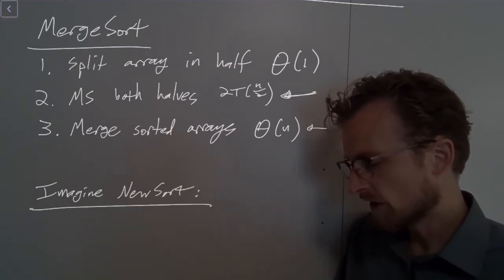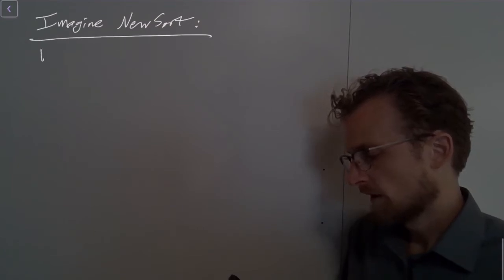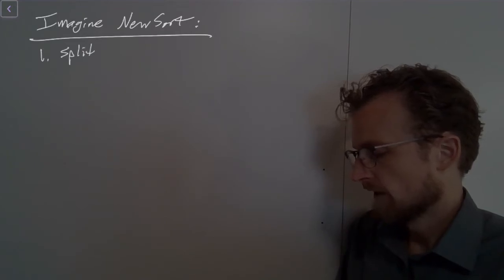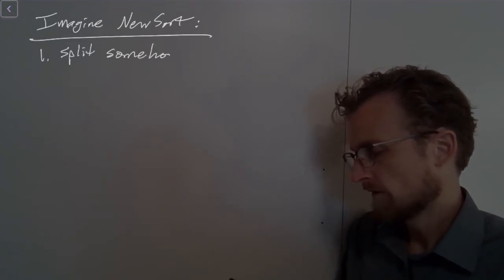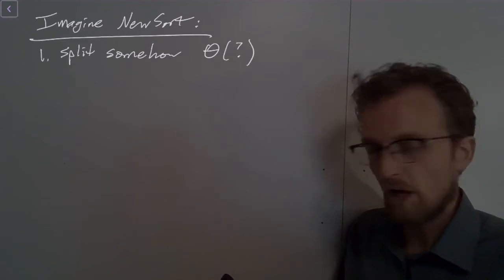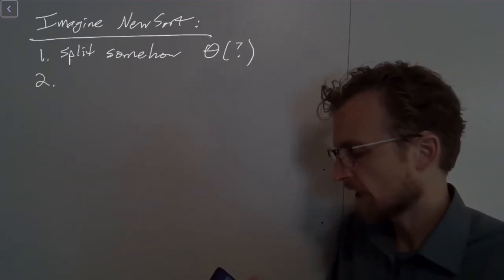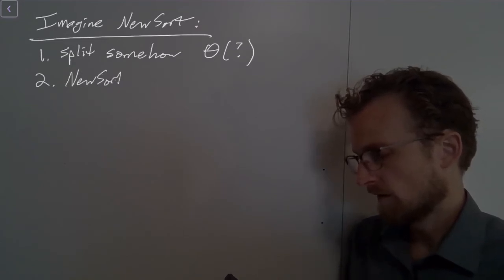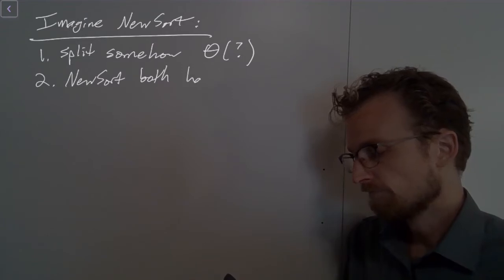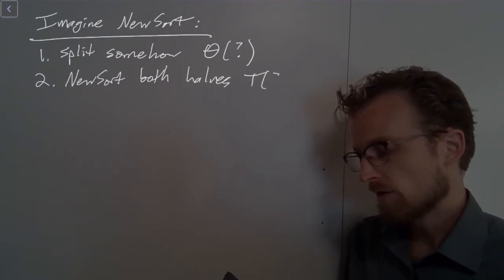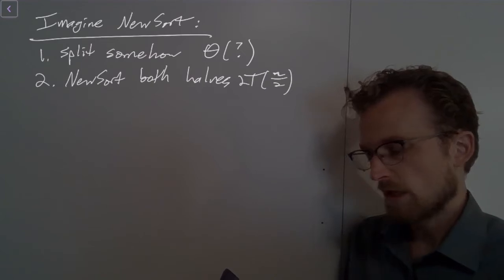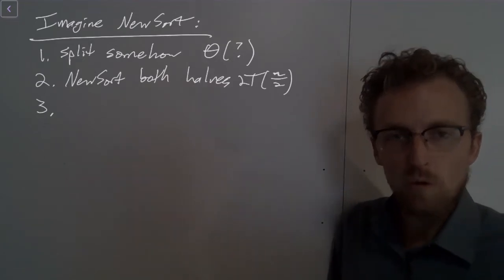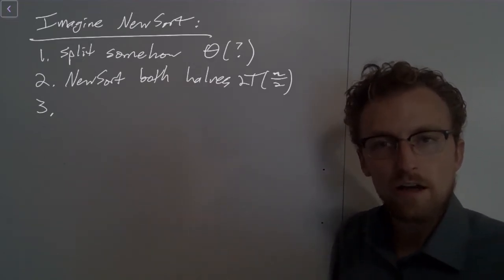So imagine new sort. Okay, and what new sort is going to do is first, it's going to split somehow, with some complexity, right? We don't know yet. We haven't determined what that needs to be. Then it's going to new sort both halves. And so we'll have a 2T of n over 2, just like in merge sort. And then we're going to try to have split in such a way that when we merge, we can do it in constant time. Right?